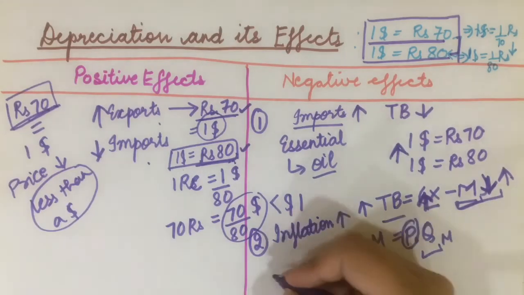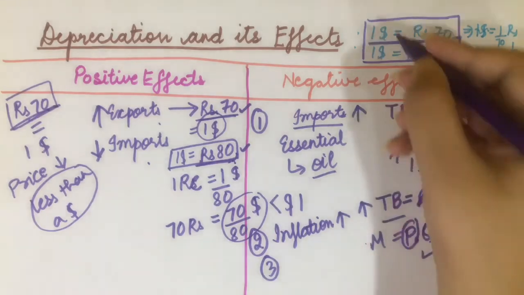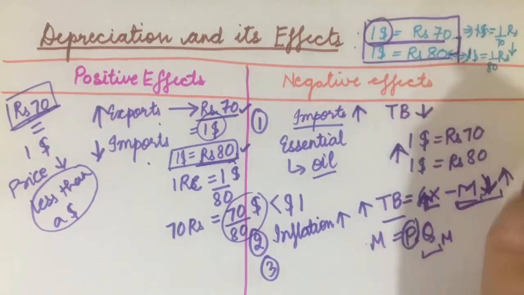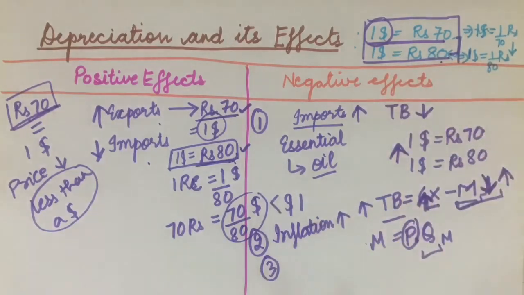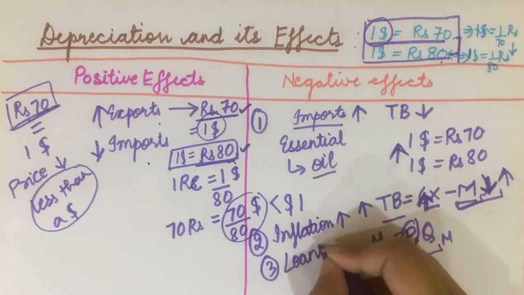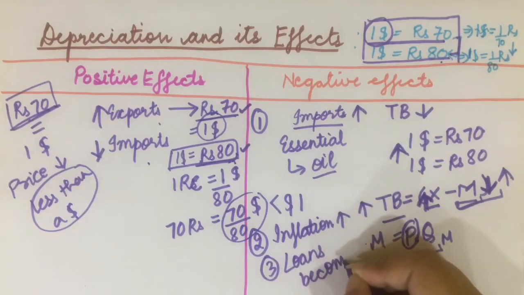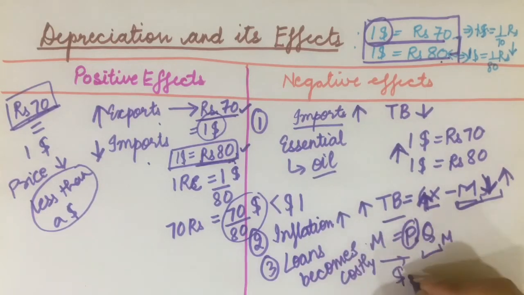And the third negative effect would be that any payment that the government has to make in terms of foreign currency, now it is costly. Why? Because earlier when it had to pay $1, it just had to spend 70 rupees. Now it has to spend 80 rupees, or any loans it has taken from abroad. So loans become costly. And what are these loans? These loans are those which are denominated in dollars, right? Not the loans which have to be repaid in rupees. They are the loans which have to be repaid in dollars.